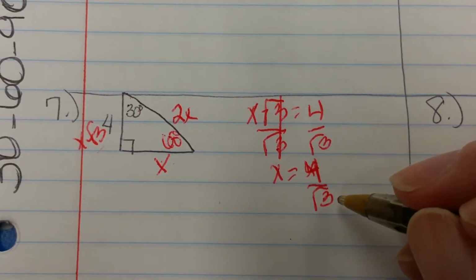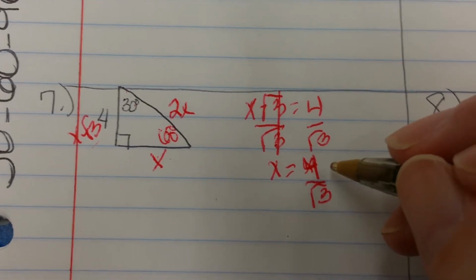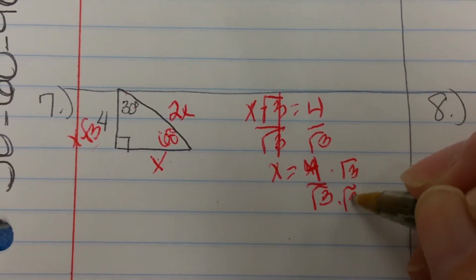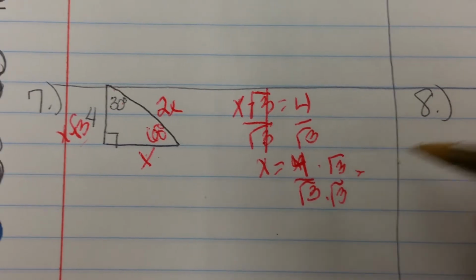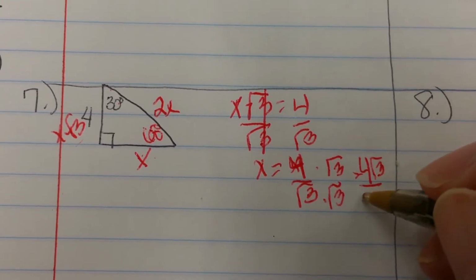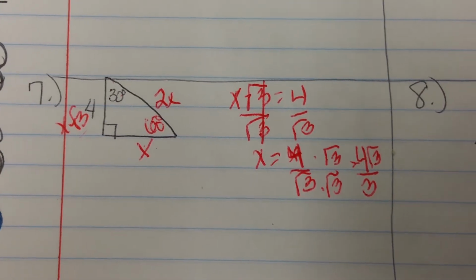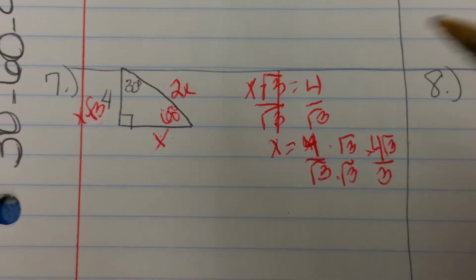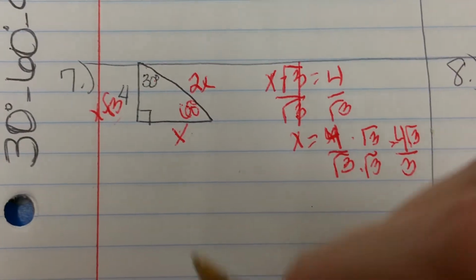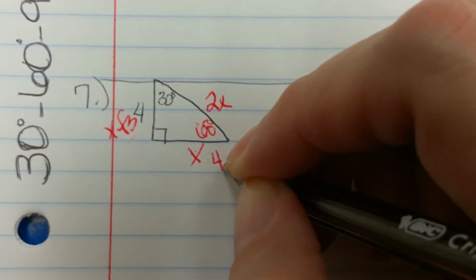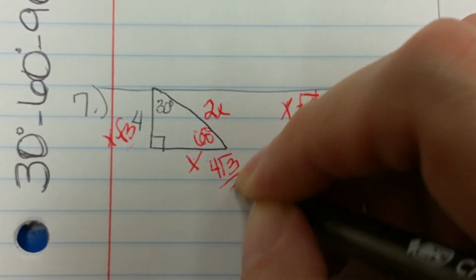Well, I can't have this. So I'm going to multiply it times the square root of 3, top and bottom. And what I get is 4 square root of 3 over 3. And I can't reduce that anymore. So this is my value for x. So over here, where I have an x, I'm going to put 4 square root of 3 over 3.